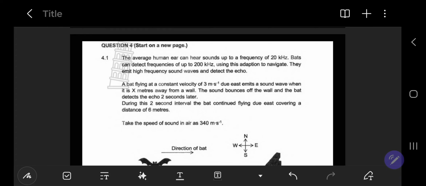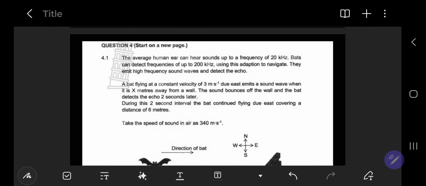Okay, so 4.1 says the average human ear can hear sounds up to a frequency of 20 kilohertz. So remember, 20 kilohertz is the same thing as 20,000 hertz. Bats can detect frequencies of up to 200 kilohertz, using this adaptation to navigate. They emit high-frequency sound waves and detect the echo. A bat flying at a constant velocity of 3 meters per second due east emits a sound wave when it is X meters away from a wall.